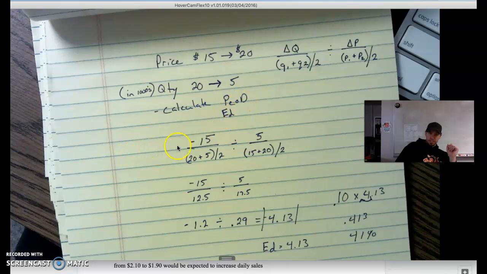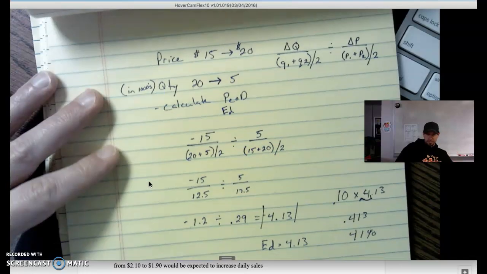So if we plug our values in here, our change in quantity, we're going from 20 down to 5, that's minus 15. Then we take quantity 1, which is 20, and quantity 2, which is 5, add them together, and divide that by 2. Our price change is 5, since we're going from 15 to 20. And we take price 1, 15, and price 2, 20, add those together, and divide that value by 2.